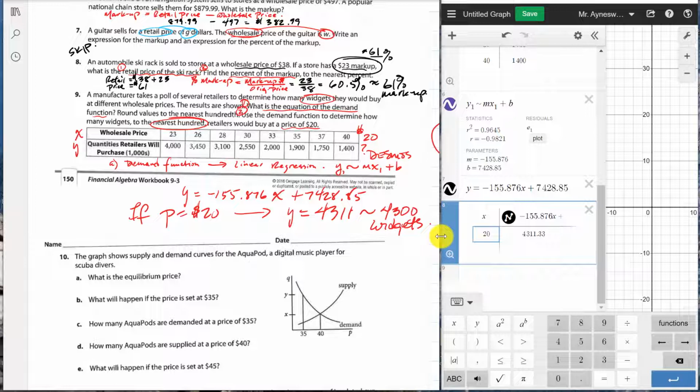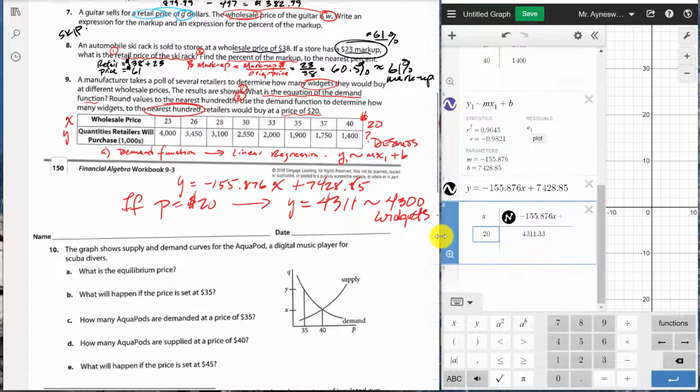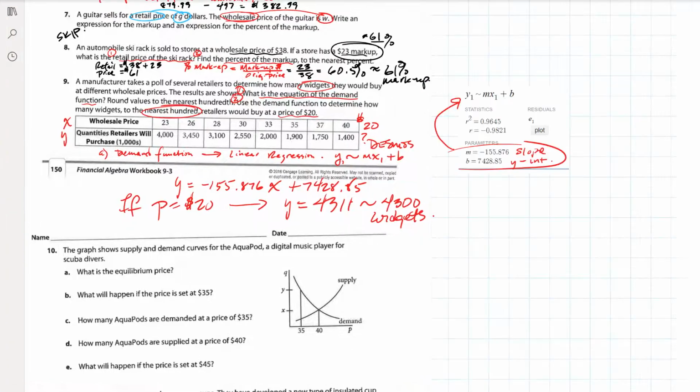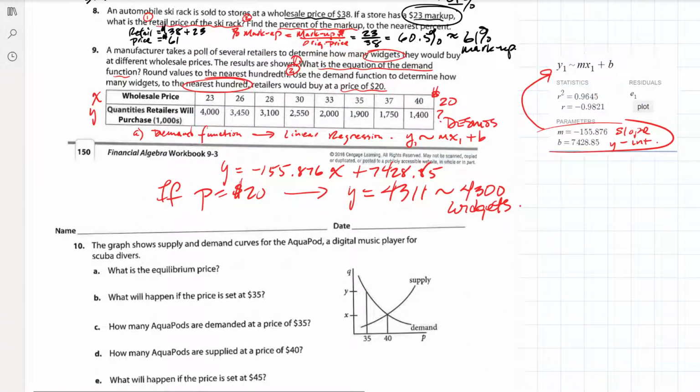So the price determines, or has an effect on, the demand. You want to adjust the price accordingly. Price too low, the demand will be too high. Price too high, the demand will be too low, because no one wants to buy anything that's way too expensive. Make sure you save your work too, because you're going to have to submit this. Okay, that is number 9.